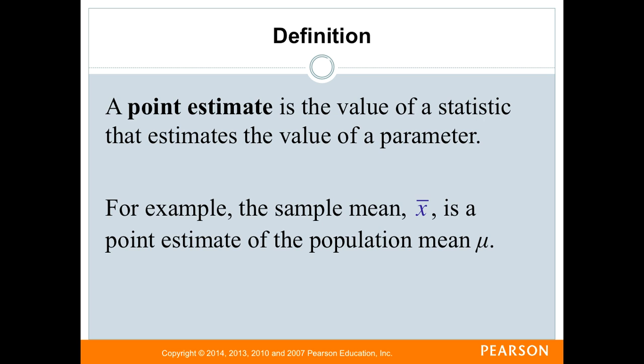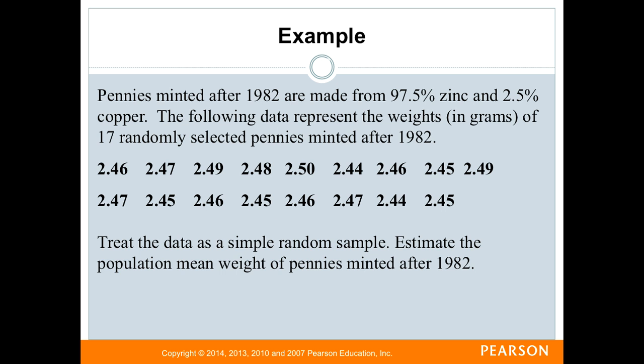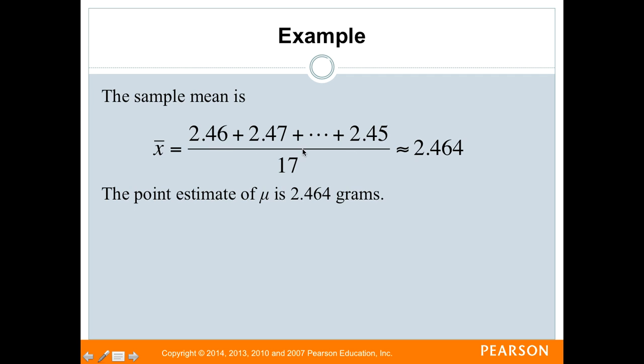And we have seen this before. I think we've walked through this same example before. We have pennies that are minted after 1982. I think there are 17 different penny weights here. And if we treat this data as a simple random sample, if we want to estimate the population mean weight for pennies minted after 1982, all we would do is add up all of our observations and divide by 17, which is our total number. So all we're doing is finding the average. So we have x bar, our sample mean, equaling 2.464. So that would be the point estimate of mu that we would use.